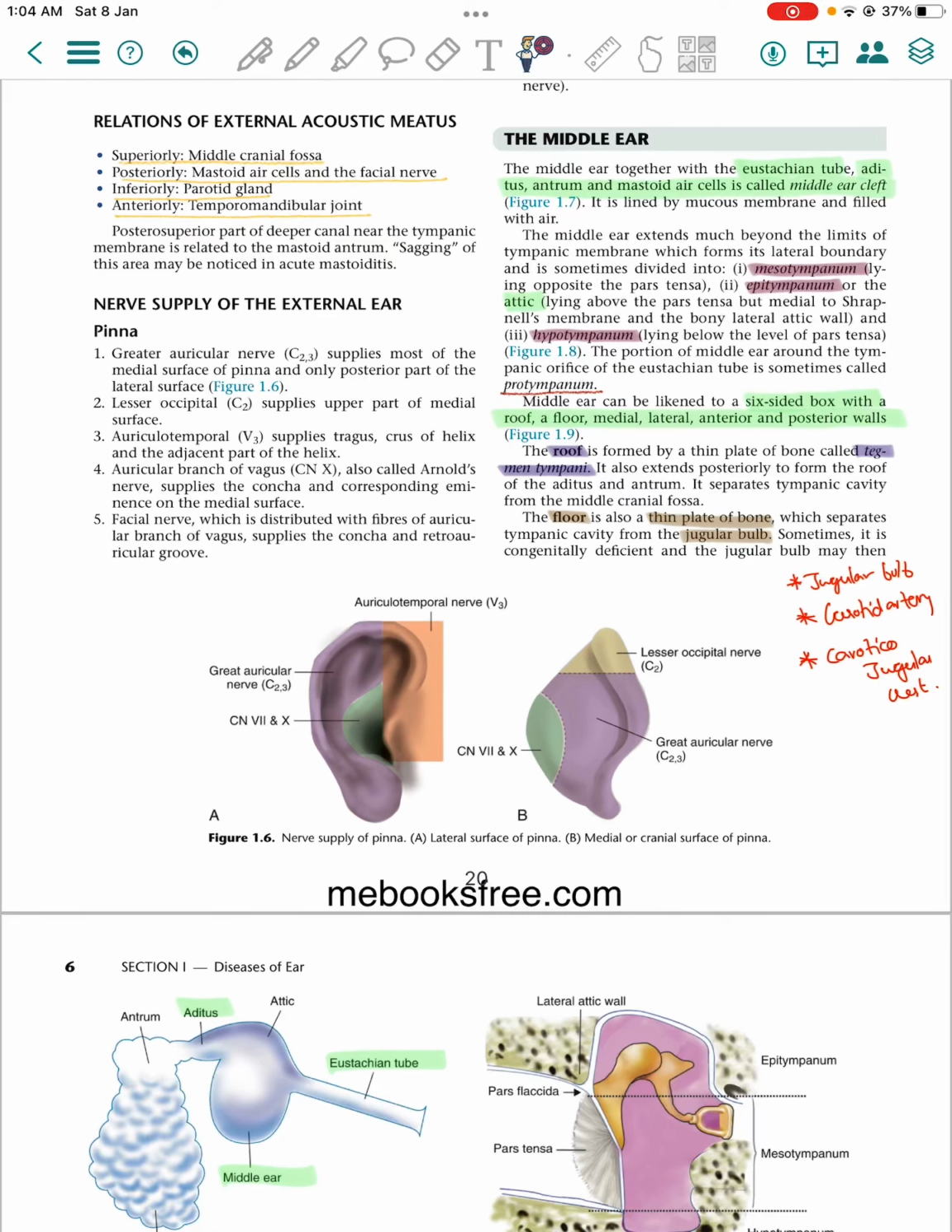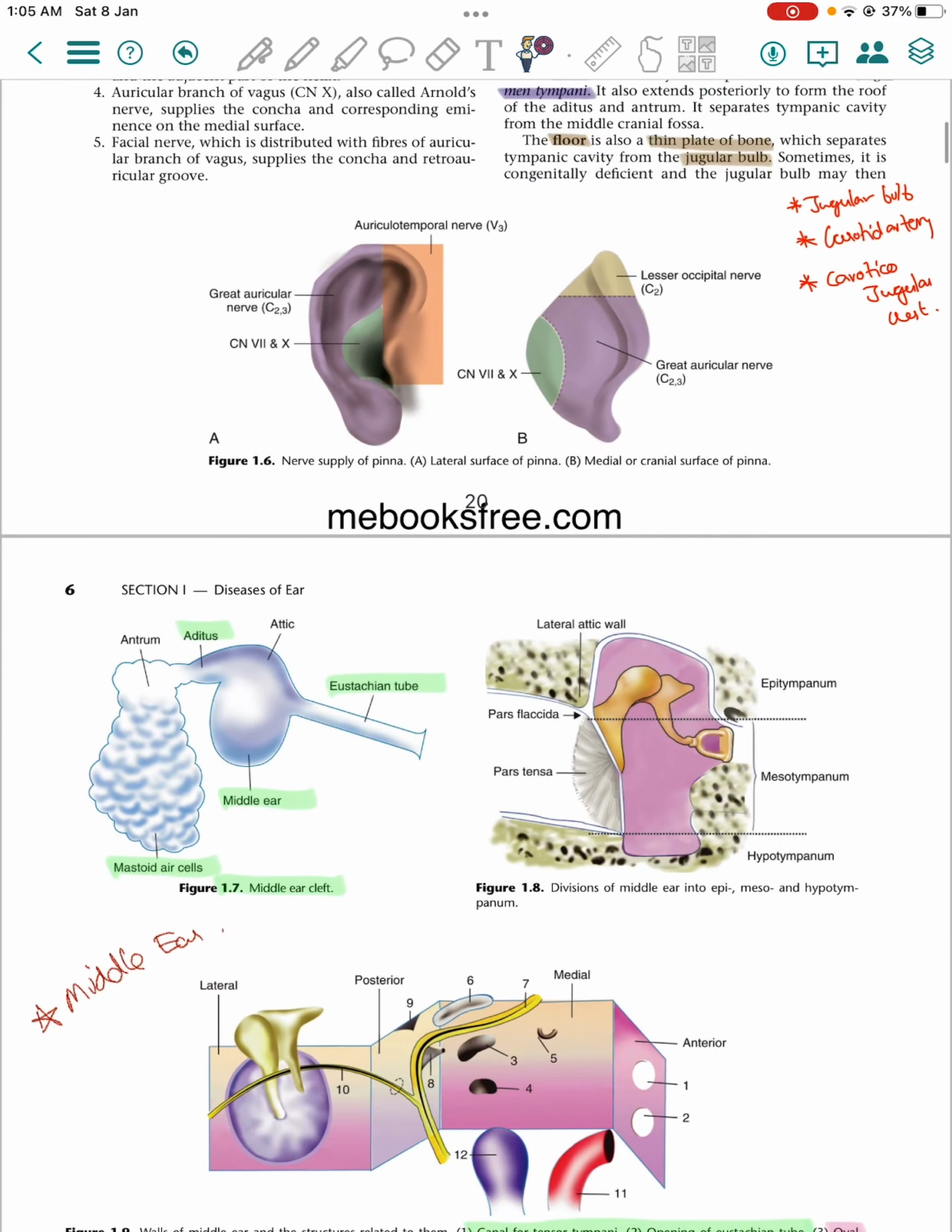External ear. So this middle ear comes under the middle ear cleft, which consists of the middle ear, including the middle ear with the eustachian tube, with aditus, with antrum, with mastoid air cells. Everything combined is known as the middle ear cleft. You can see this diagram. Middle ear cleft, it consists of the middle ear.